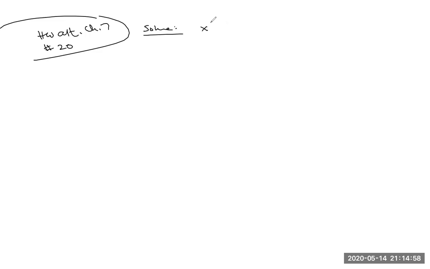Okay, this is a homework alternate. That is so ugly. Alternate chapter 7, number 20. Okay, so there's my original, sorry. There we go.